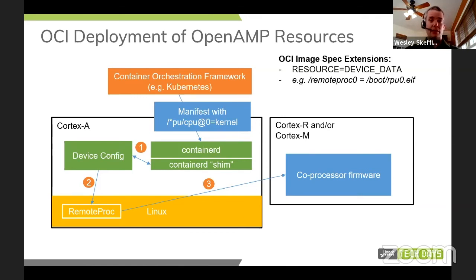but really it's just the packaging that goes around it to enable that to be deployed, and then with the on-target Containerd and Containerd shim, pass that information to the device configuration, which then can interact with remote proc and the corresponding slave processor. So again, it's not about replacing OpenAMP, it's about adding a layer on top of OpenAMP to be able to support those Cortex-R and Cortex-M firmwares in a common deployment infrastructure.